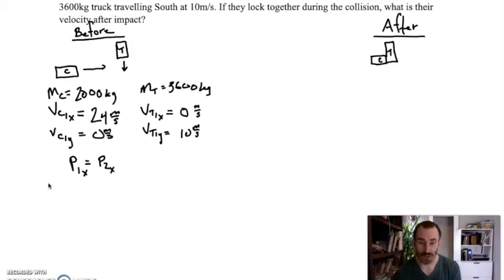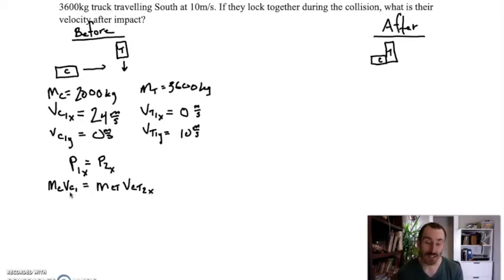So then we're just going to go MC VC1. I'm not going to put the x on there because it doesn't have any y velocity, so this works just fine, equals M car truck, V car truck at the end in the x direction.